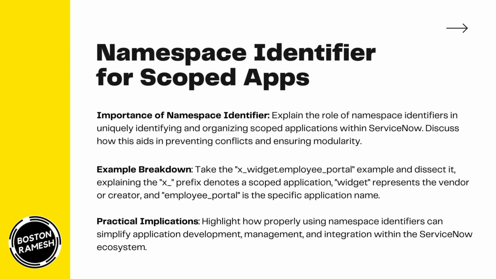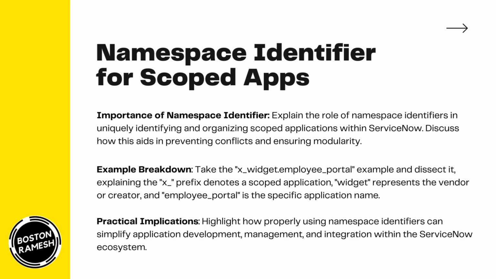So let's look at an example and understand what is there in that namespace identifier. You see x_widget.employee_portal. That is a namespace identifier, for example. In this identifier, x_ is a prefix used by ServiceNow to denote that the application is scoped. As soon as you see x_ for an app, that is a scoped app. This is a standard prefix indicating that the application operates within its encapsulated environment, isolated from the global namespace.